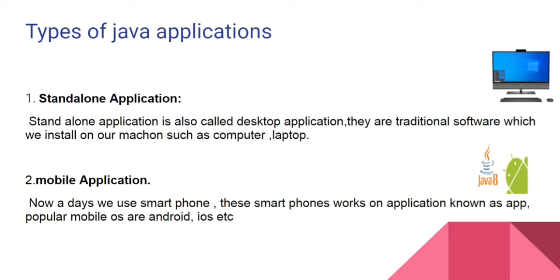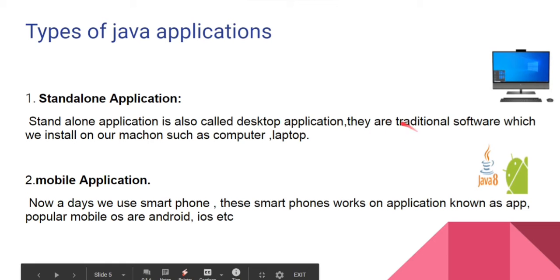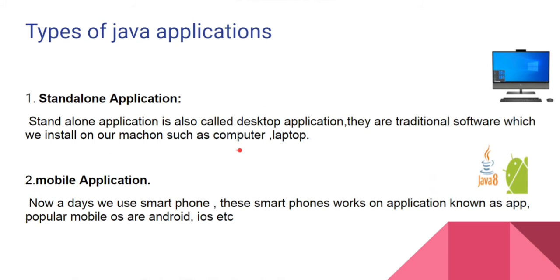Now the types of Java applications. What are the different types of applications developed in Java? Standalone applications are also called desktop applications. They are traditional software that can be installed on our machines, such as computers or laptops. With the help of Java we can make a lot of software, for example an airline reservation system and a bank management system. It depends upon the developer and the requirements. We can create a variety of applications with Java, and standalone applications are also called desktop applications.